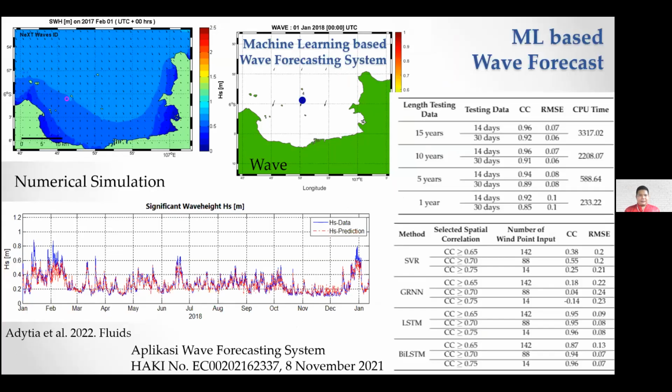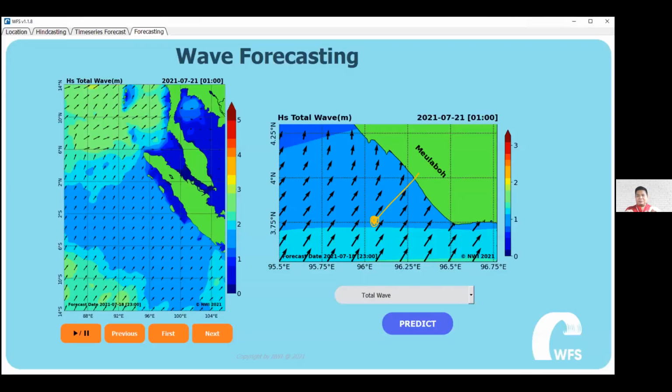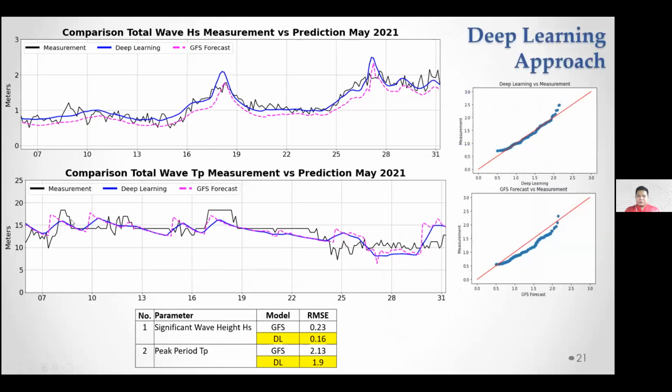So the result is something like this. This software is actually based on bidirectional LSTM. For predicting the wave, we use a bidirectional LSTM, but for producing the peak period, in the second plot, we use XGBoost. We use XGBoost because bidirectional LSTM is not quite good in predicting this type of data.